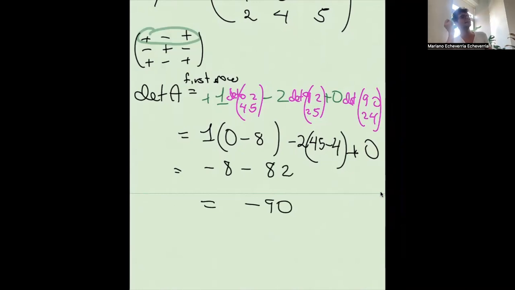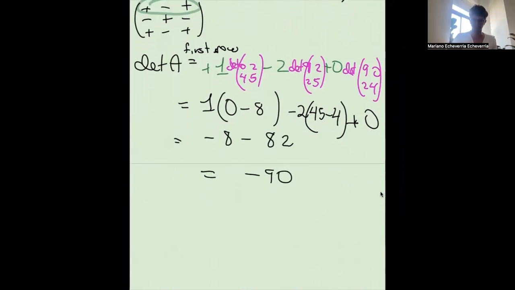The nice thing is that you don't have to choose the first row. There's nothing about the first row that's special for computing the determinant. You can actually choose any row or column that you like. So let me do it again with a different row or column. So remark, you can do the same with any row or column.